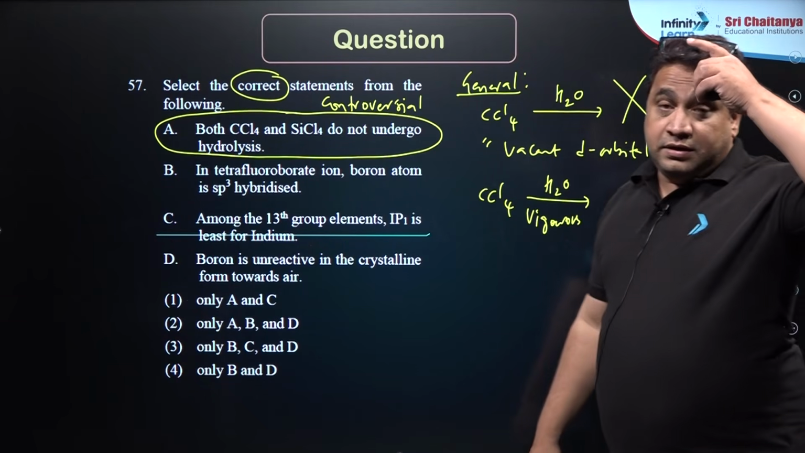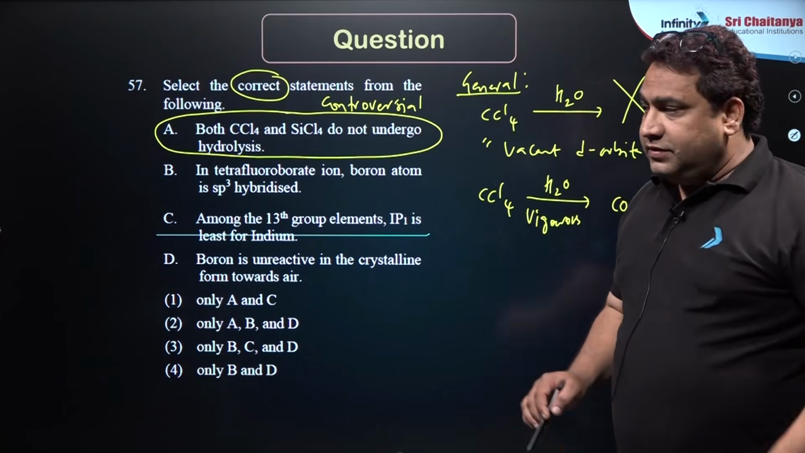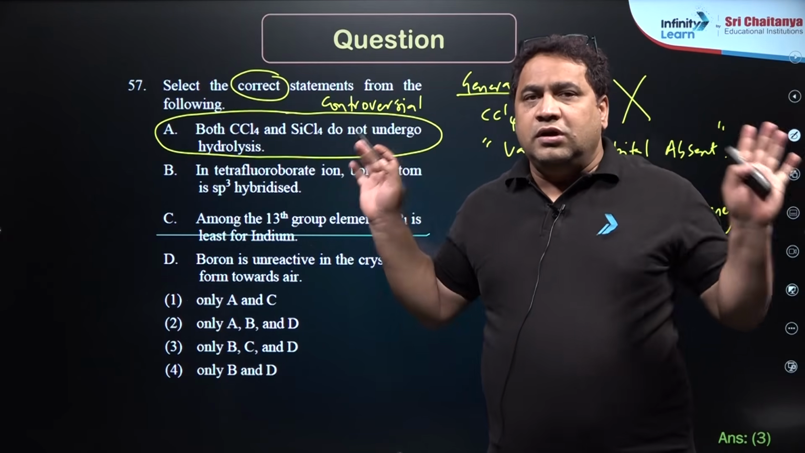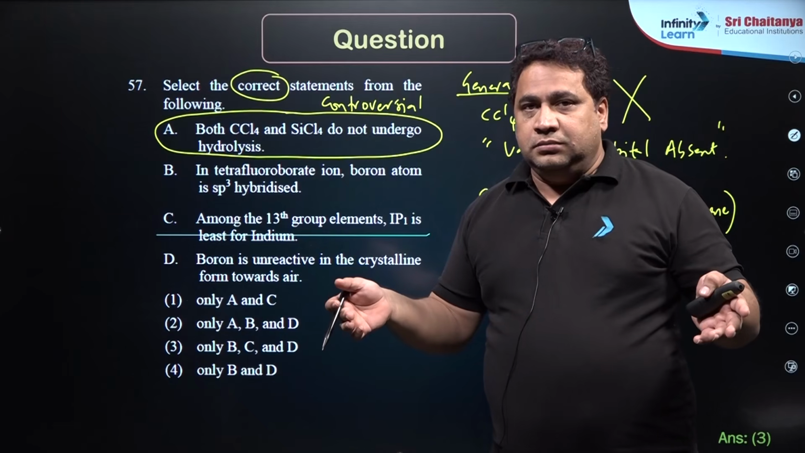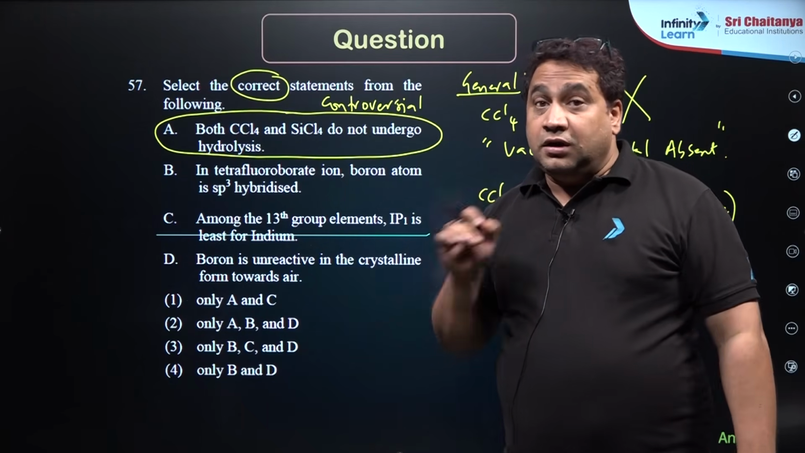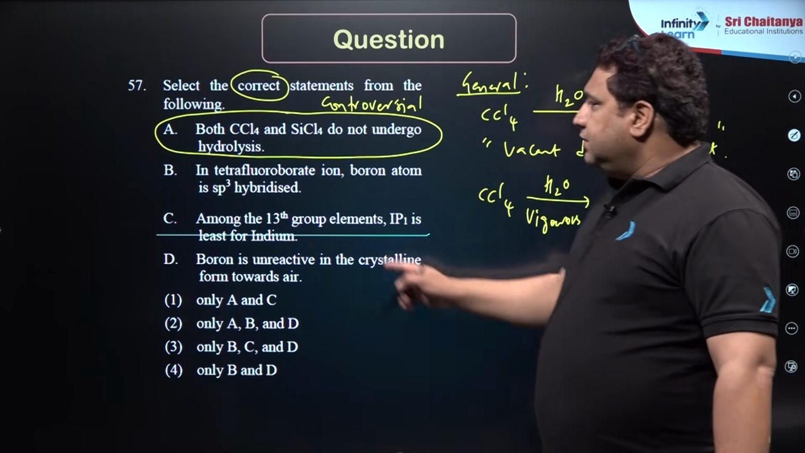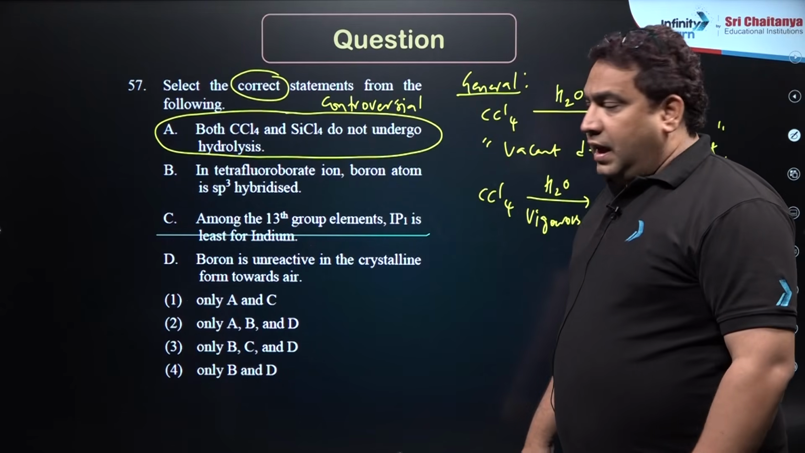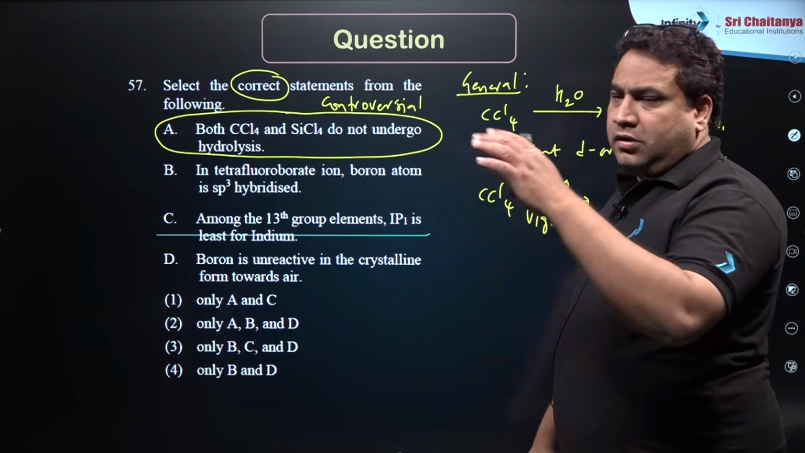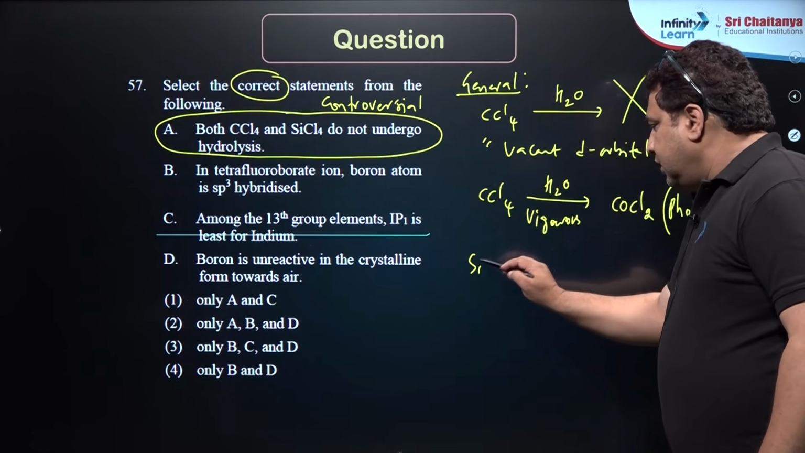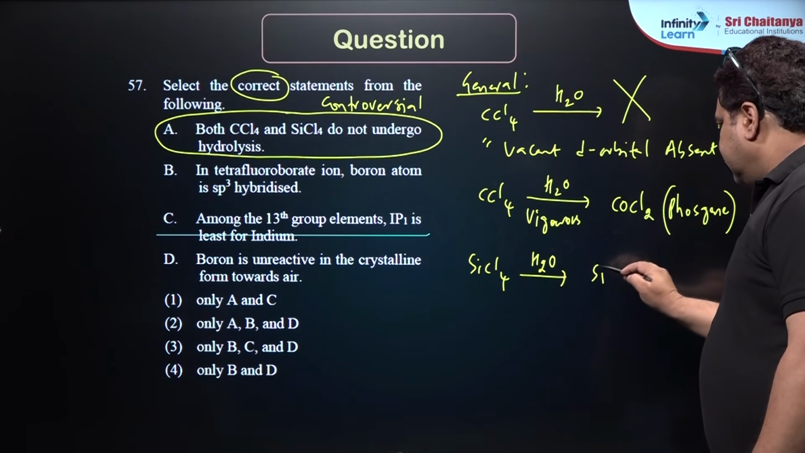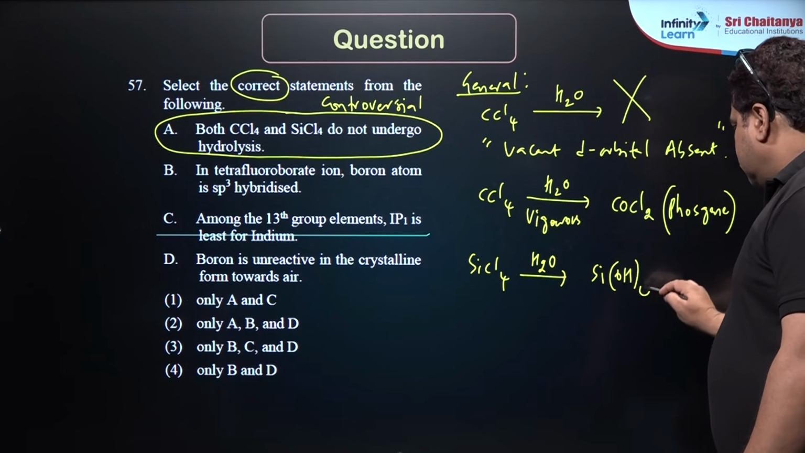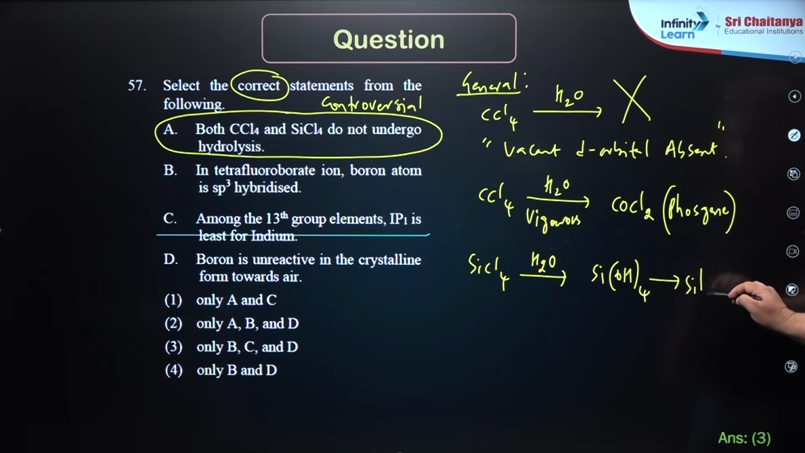So be careful. Whenever CCl4 comes, it does not undergo hydrolysis. But if vigorous condition, high temperature, such words are used, then it will undergo hydrolysis. And obviously SiCl4 having vacant d orbital will undergo hydrolysis to form silicones. So SiCl4 with water will give you SiOH, which is used to prepare silicones. Okay, right, this is the discussion.